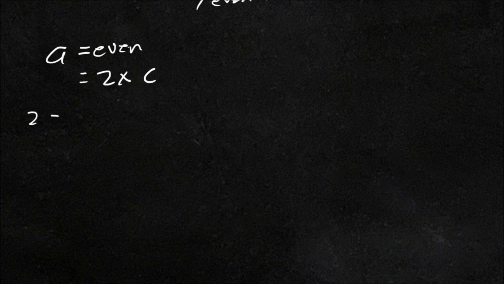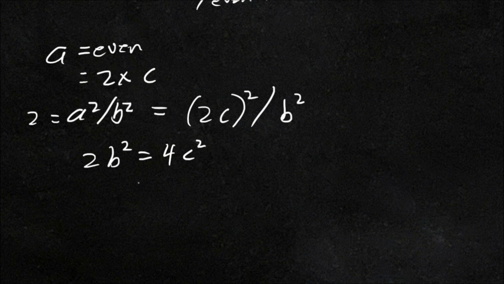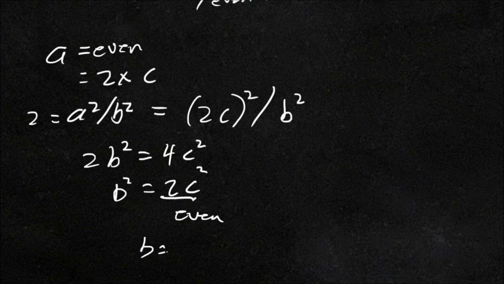Previously, we wrote 2 equals a squared over b squared. If we substitute this a value in here, we would get 2c squared over b squared, which rearranging would give us 2b squared equals 4c squared, or b squared equals 2c squared. But 2 times any integer is going to be an even number. So we're saying that b squared here is even, which as previously proved, b would have to be even as well.